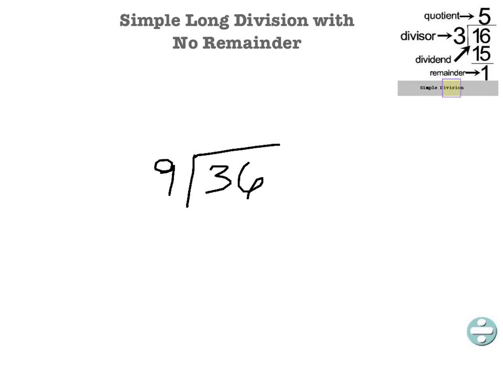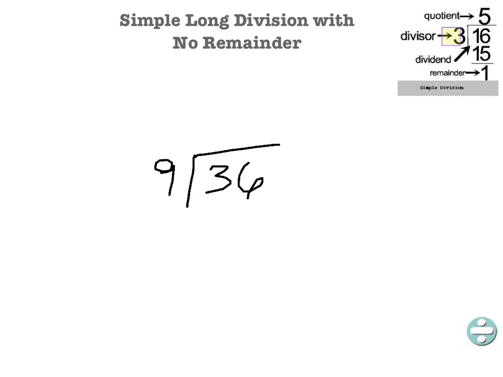So how you read this when it looks like this is 36 divided by 9. You always say the number on the inside first, divided by the number on the outside. Now, before we get started with this problem, I'd like to explain what you call these numbers. If you look in the upper right-hand corner of the screen, you'll see this little graphic, and I'm going to show you what you call each one of the numbers.